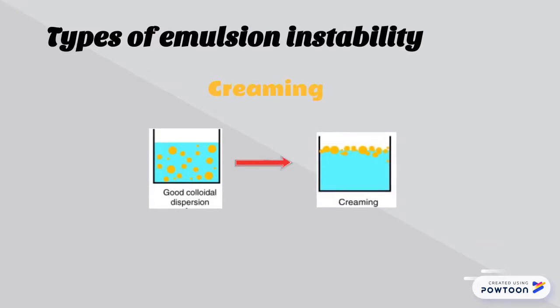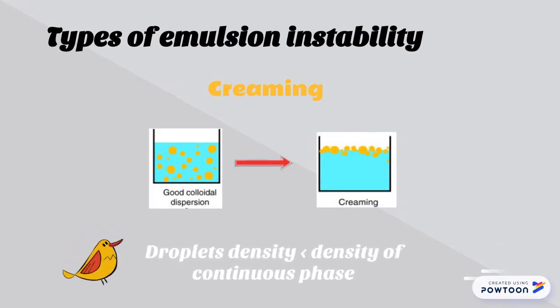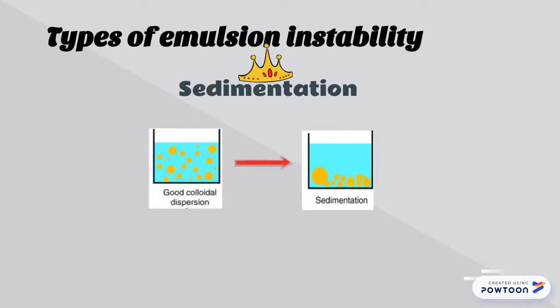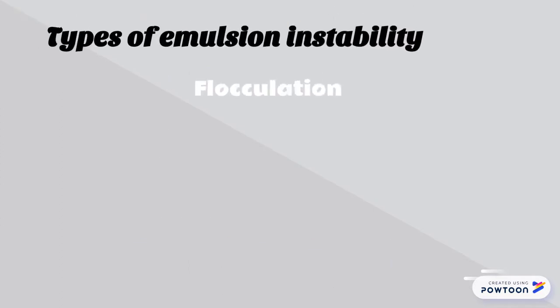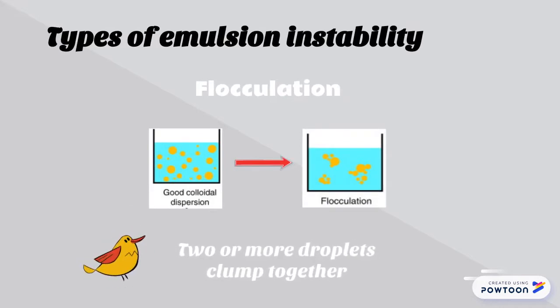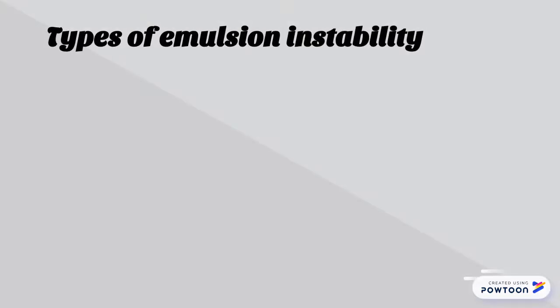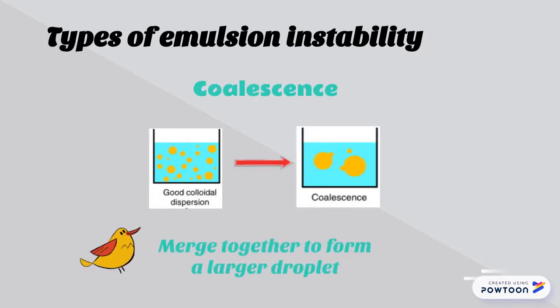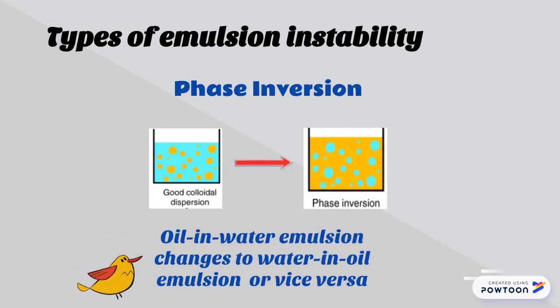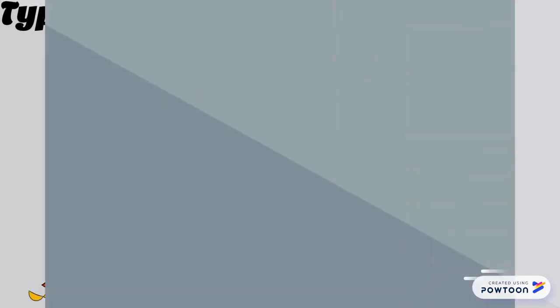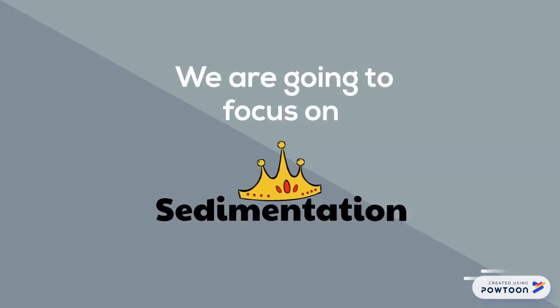Creaming. It is a process in which droplets move upwards, where the droplets' density is lesser than the density of the continuous phase. Sedimentation. It is a process in which droplets sink to the bottom, where the droplets' density is more than the density of the continuous phase. Flocculation. It is a process in which two or more droplets clump together to form an aggregate. However, the droplets still retain their individual integrity. Coalescence. It is a process in which two or more droplets merge together to form a single larger droplet. Lastly, phase inversion. It is a process in which oil in water emulsion changes to water in oil emulsion or vice versa. However, here we are going to focus on sedimentation.